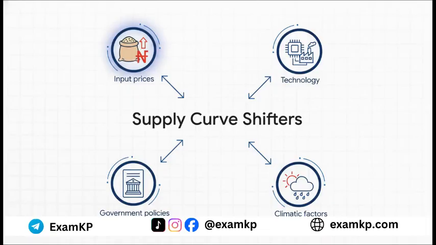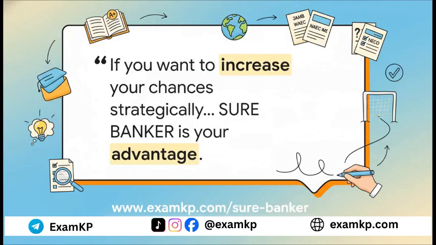Or what about a new machine, an improvement in technology? That makes production more efficient, so they can supply more. Things like government subsidies, good weather, even the number of sellers in the market, all of these can shift the entire supply curve.